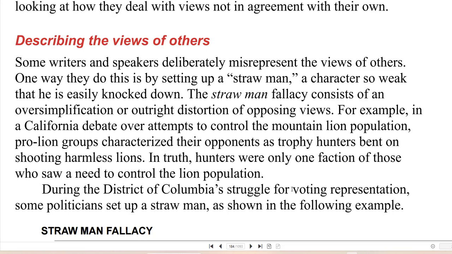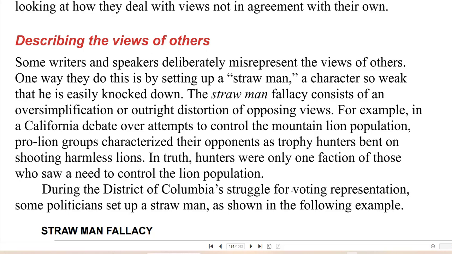For example, in a California debate over attempts to control the mountain lion population, pro-lion groups characterize their opponents as trophy hunters bent on shooting harmless lions. In truth, hunters were only one faction of those who saw a need to control the lion population.